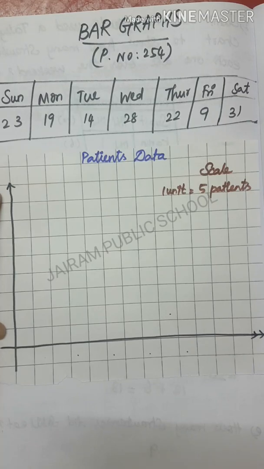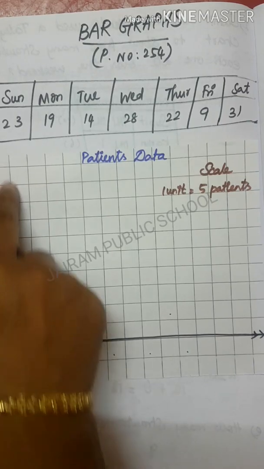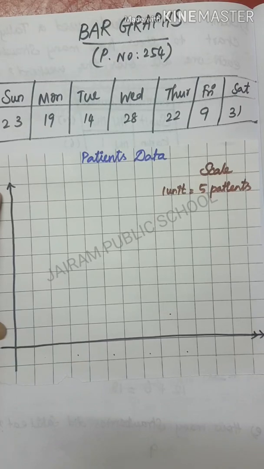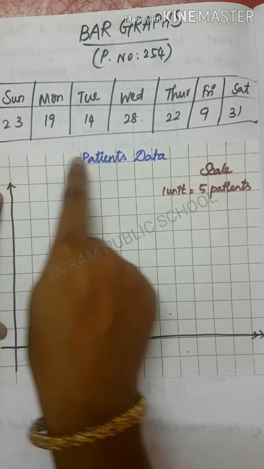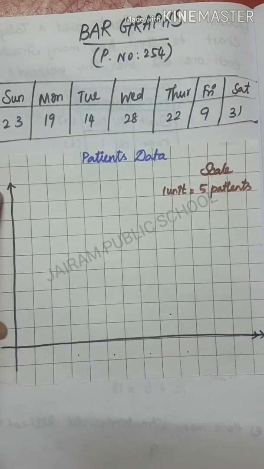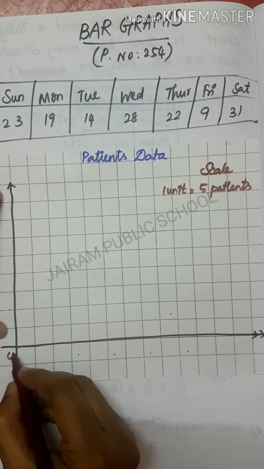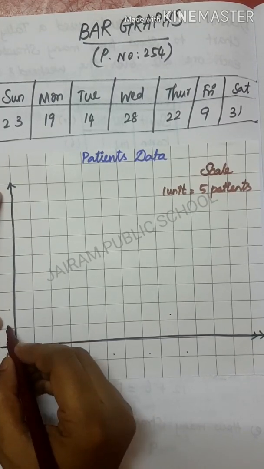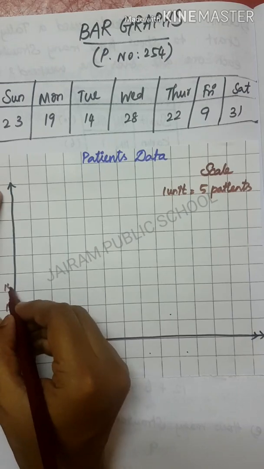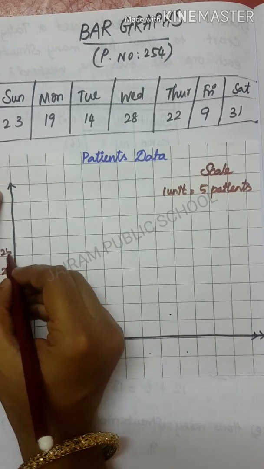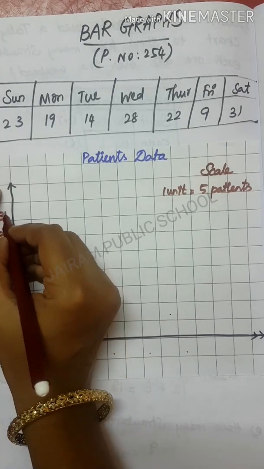Now, step 3. Along the vertical line, mark points at equal length and label these points starting from 0, 5, 10 and so on. So this is the vertical line. According to our data, I am going to take the values as 0, 5, 10 and so on. So starting from 0, then 5, 10, 15, 20, 25, 30, 35.